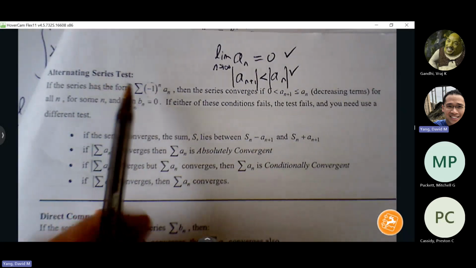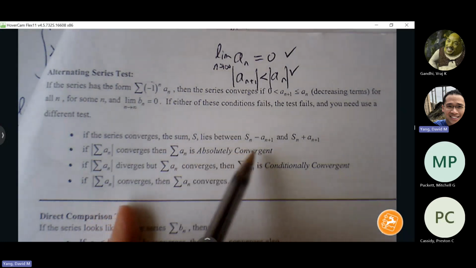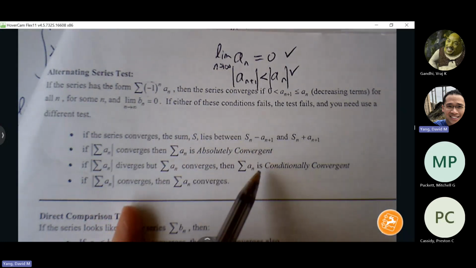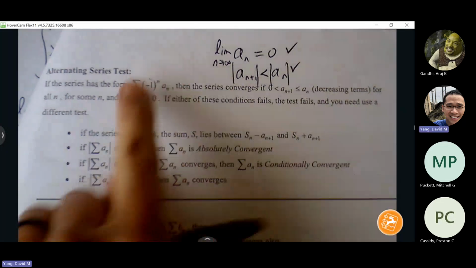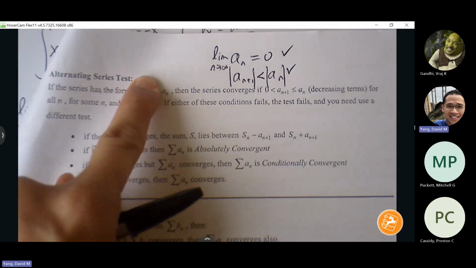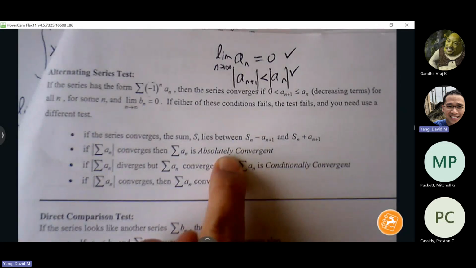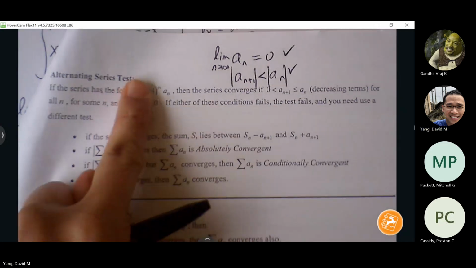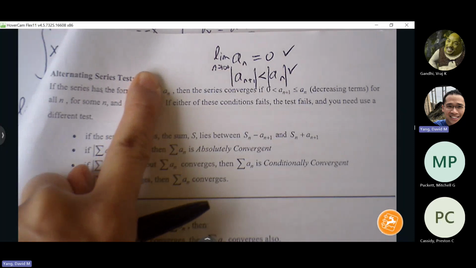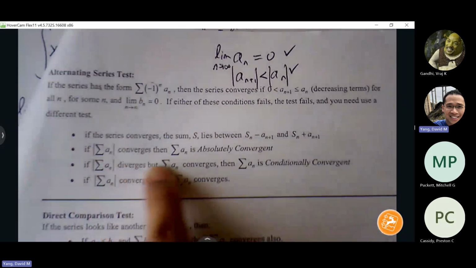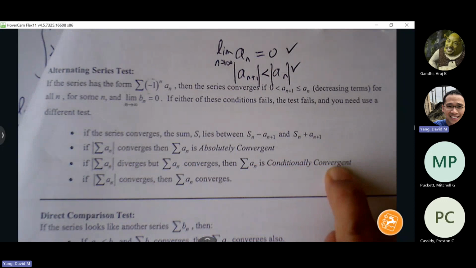Connecting with the alternating series test is the idea of absolute and conditional convergence. The idea there is that if my series can converge on its own without the alternator, then it's considered absolutely convergent. However, if a series on its own diverges without the alternator, but all of a sudden can converge with the alternator, then we say that the series is conditionally convergent.